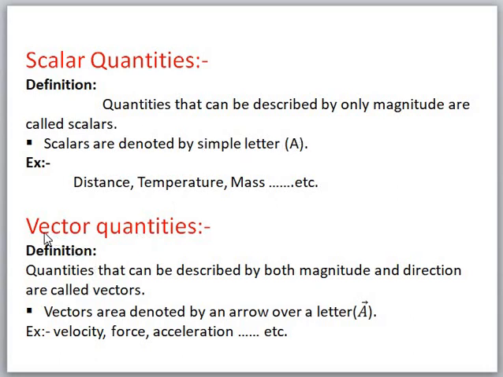The second point, we learn about vector quantities. By definition, the quantity that can be described by both magnitude and direction is called a vector quantity. For example, velocity is a vector quantity, and force is a vector quantity. The next example of a vector quantity is acceleration. Acceleration is also a vector quantity. We denote it by an arrow over the letter. This is vector A.